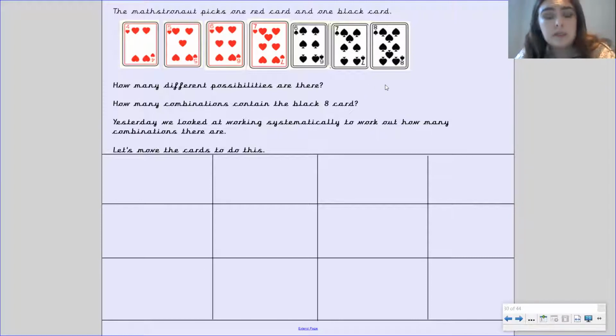Yesterday, we looked at working systematically to work out how many combinations there are. So we're going to do that again today, just as a quick starter, and then we're going to move on to how we can do it without having to share them out and look at all of the combinations. So what I want you to have a go at doing now is pause the video to have a think about how many different possibilities there could be and how many combinations would contain the black 8 card. Pause the video to have a go.